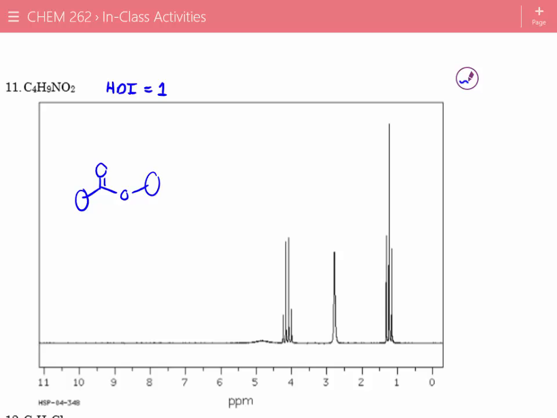The other thing some people had trouble seeing was this little hump between 4 and 5. This strongly indicates that there's some sort of hydrogen bonding group going on there. Something that really likes to hydrogen bond tends to broaden out really well.